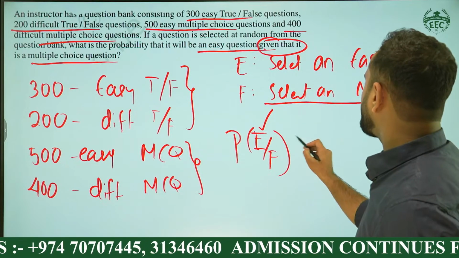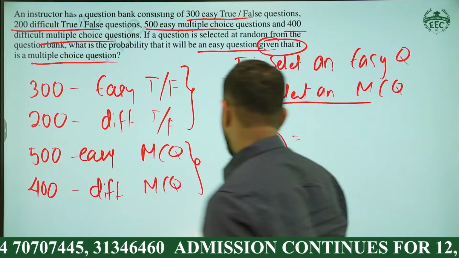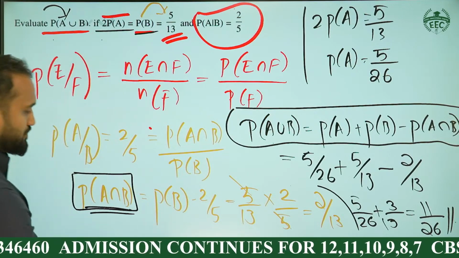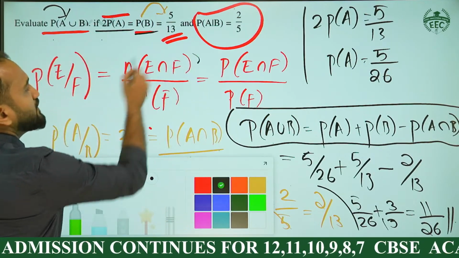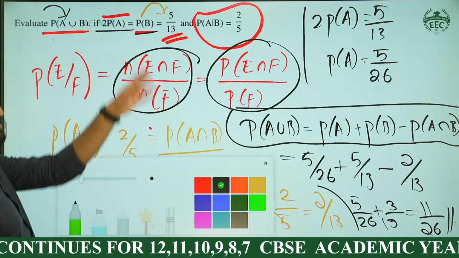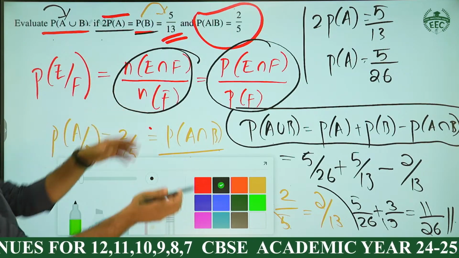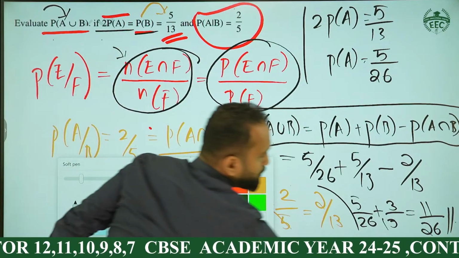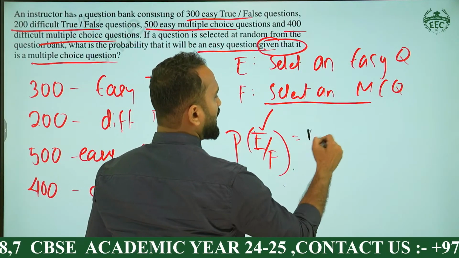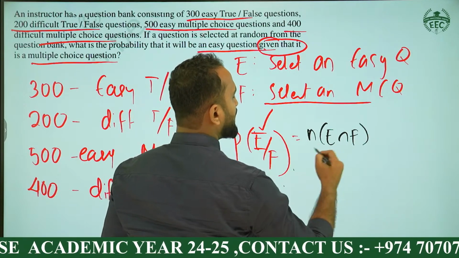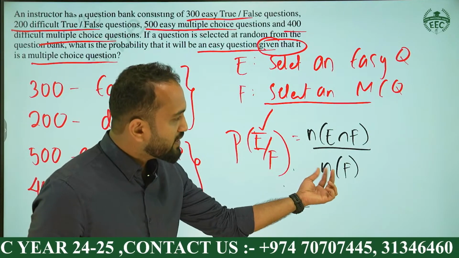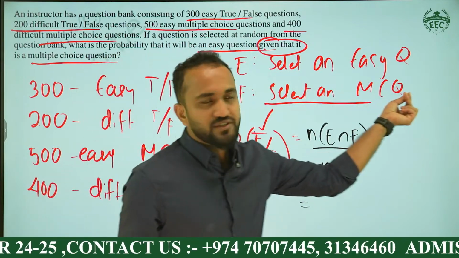Now tell me, what is the formula you learned for finding P of E given F? You learned an expression based on this. There are two expressions. Tell me what they are. Either this one or this one. Since in this question we are dealing with a number of questions, MCQs, true or false questions, you can use this one. This is equal to N of E intersection F divided by N of F, the number of elements in event F, selection of an MCQ.